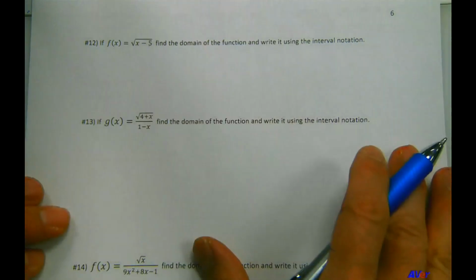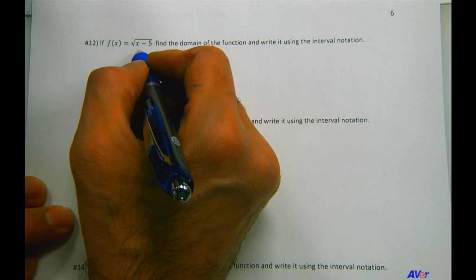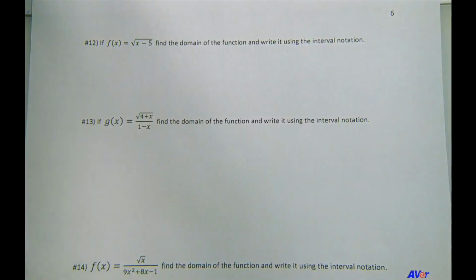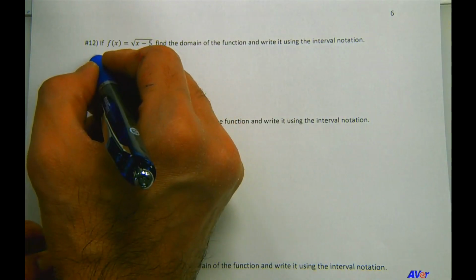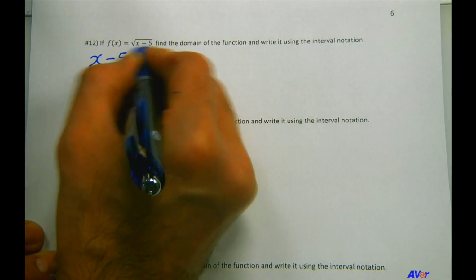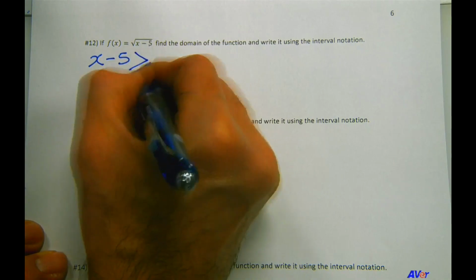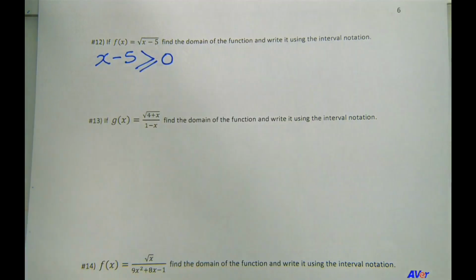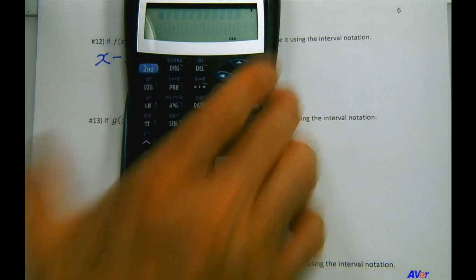Okay? So we need to guarantee that this inside is never negative. How can we guarantee that? Well, we start the solution with a condition. And the condition is that x minus 5, or what's inside, or the radicand, should be either equal to 0 or greater than 0. So that means, can it be 0? Yes. Square root of 0 is 0. There's nothing wrong with that. We can calculate it, and we can prove it.